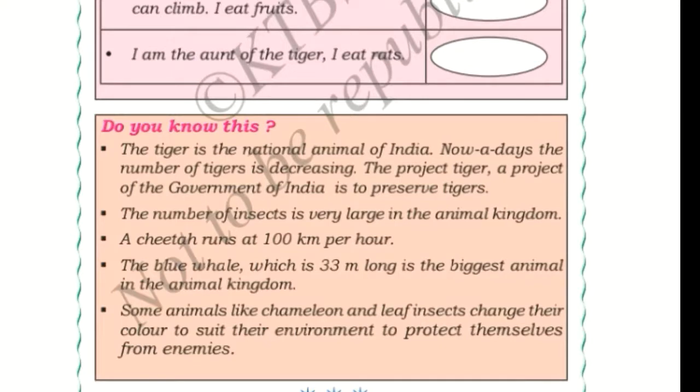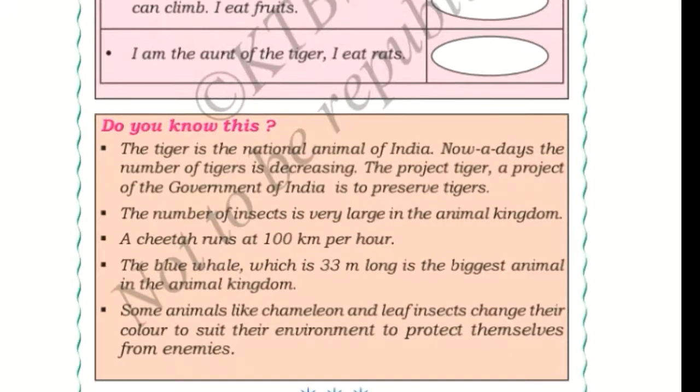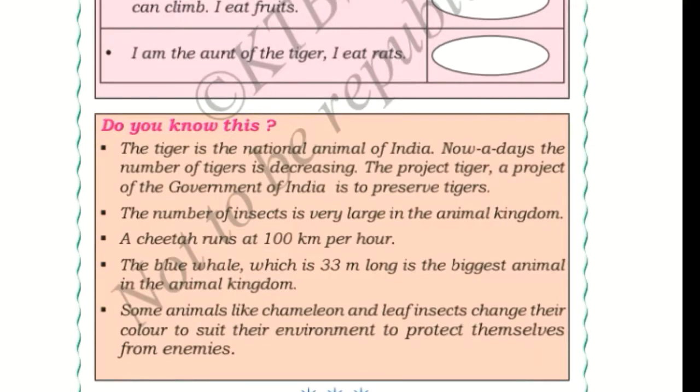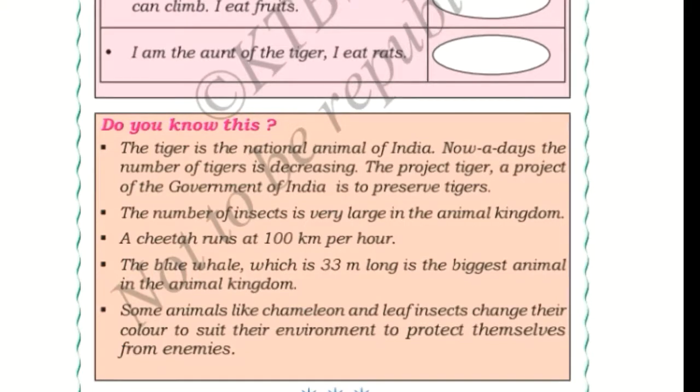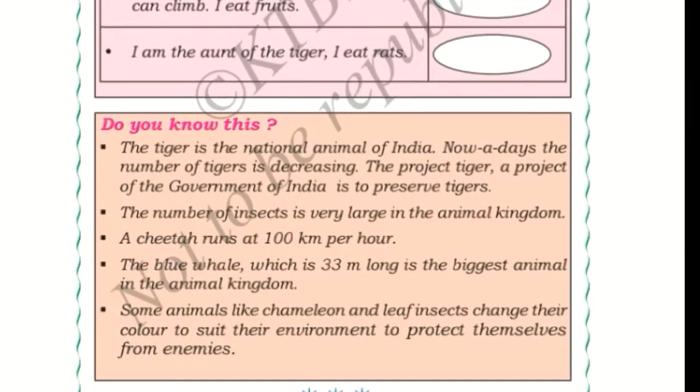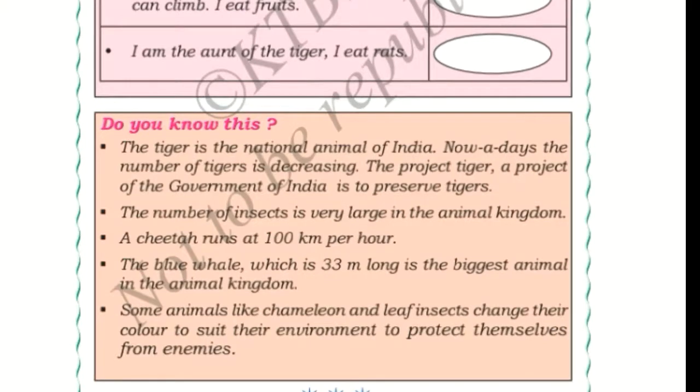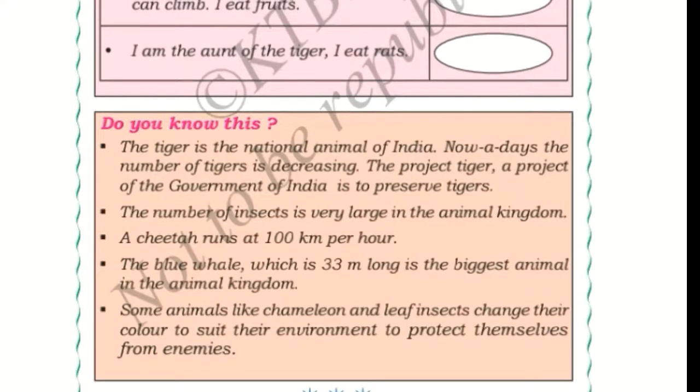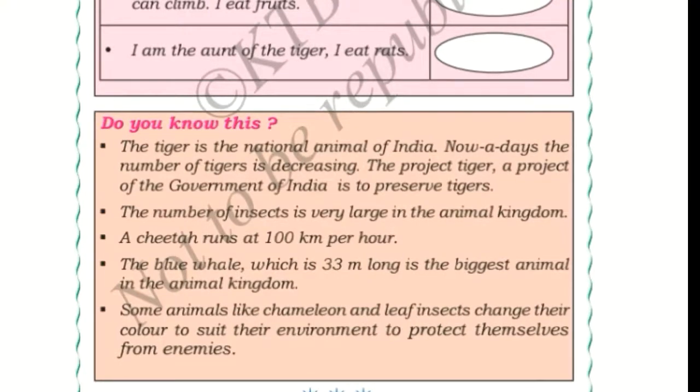Okay, next fact. The number of insects is very large in the animal kingdom. Among all animals, insects have the largest numbers in this world. Cheetah runs at 100 km per hour. Cheetah is the fastest running animal and it runs at 100 km per hour. The blue whale, which is 33 meters long, is the biggest animal in the animal kingdom. So which is the biggest animal in the animal kingdom? The blue whale. Some animals like chameleon and leaf insects change their color to suit their environment to protect themselves from enemies.